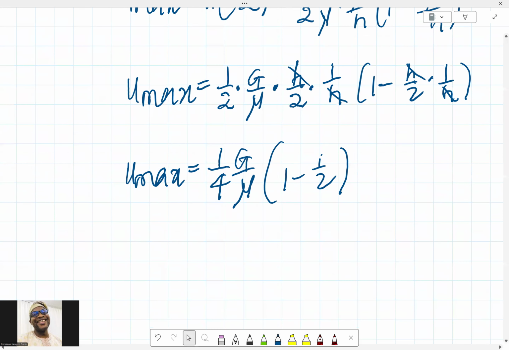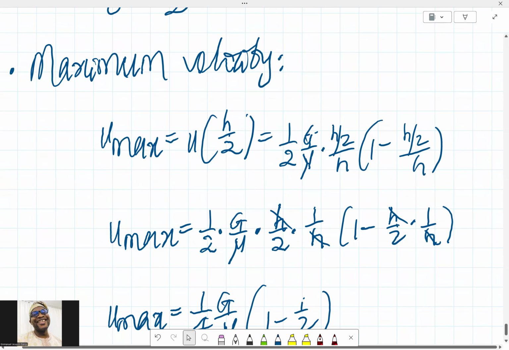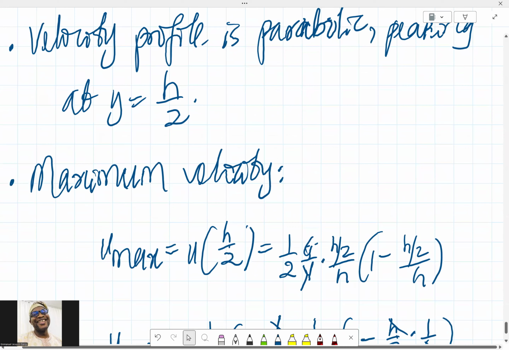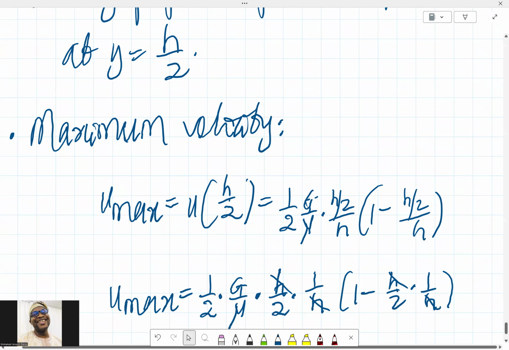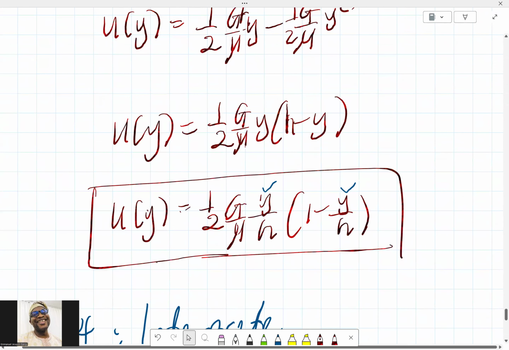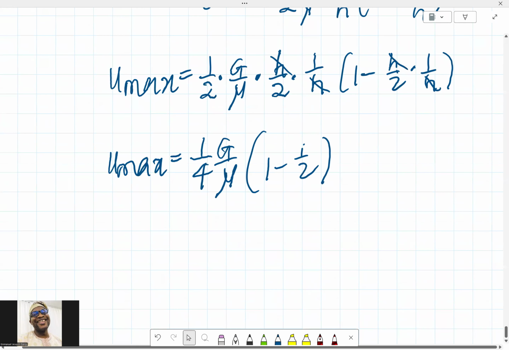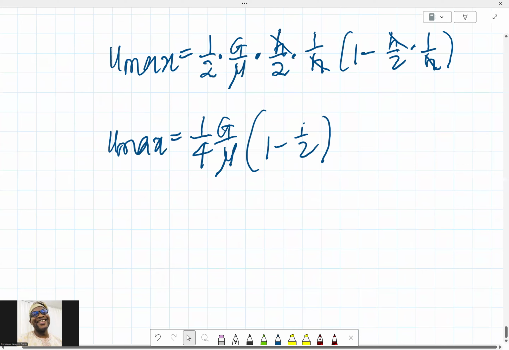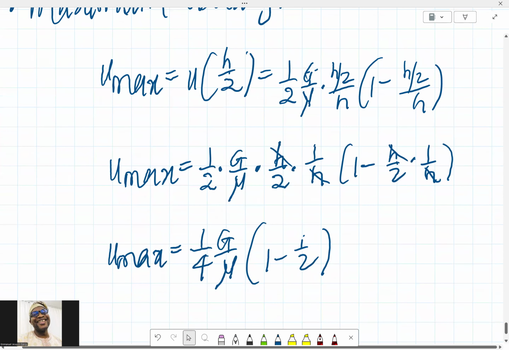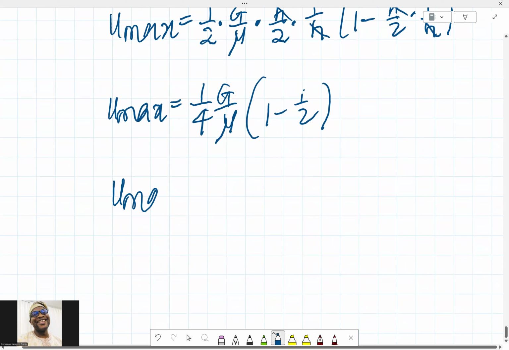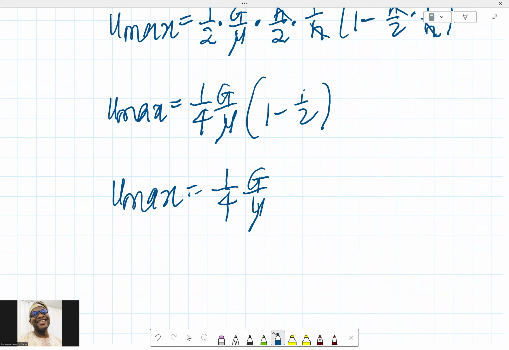I'm still wondering about this h over 2. U of h over 2, right? So the 2 goes down, the h cancels out. So here we have half g over mu y into h, half g over mu. Yeah, I think that works. So 1 minus half there. I just have a feeling that something is missing, but as far as I think it's good so far. 1 over 4 g over mu times 1 minus half, that's simply half.